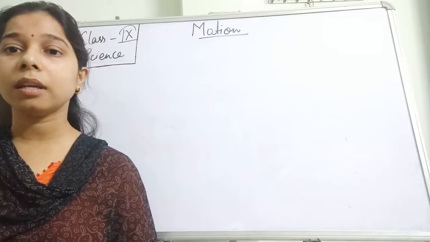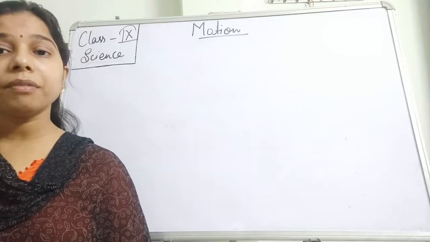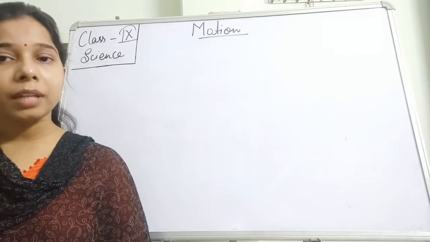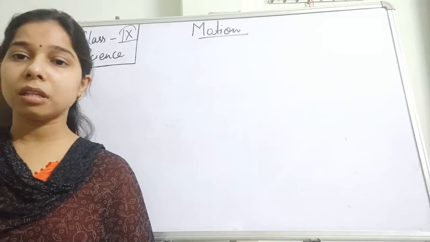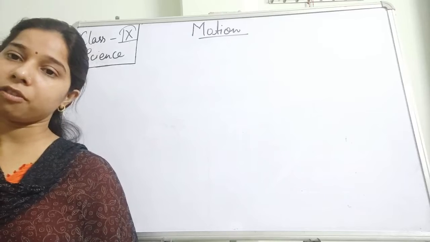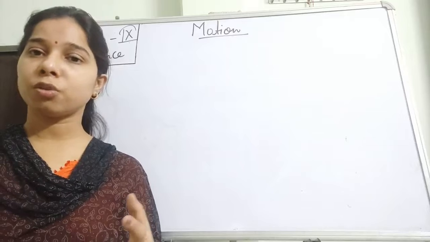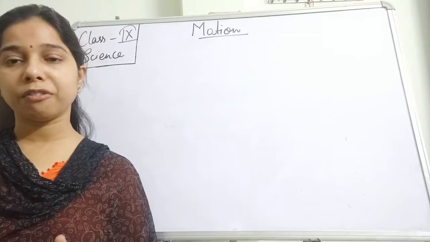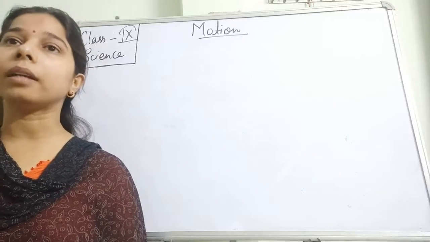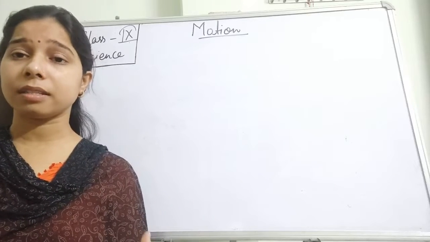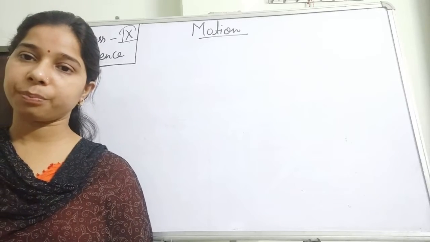We have also seen how we can find the distance and the displacement. Later on, we have seen what types of motion there are. Basically, there are two types of motion. First is uniform motion and second is non-uniform motion. Uniform motion is that motion in which an object travels equal distance in an equal interval of time. Non-uniform motion is one in which the object travels unequal distance in an equal interval of time.